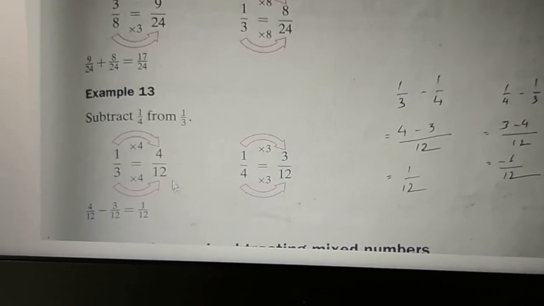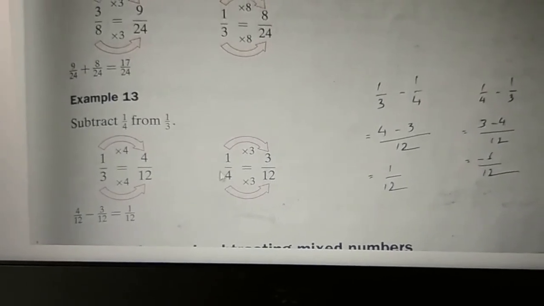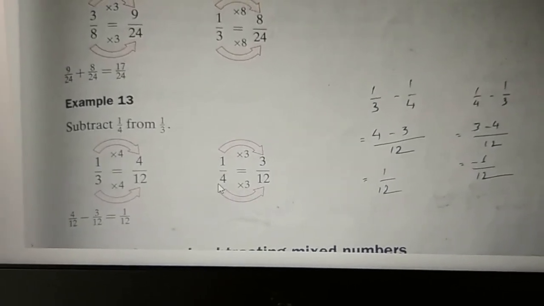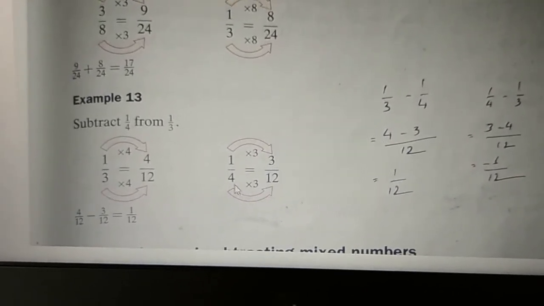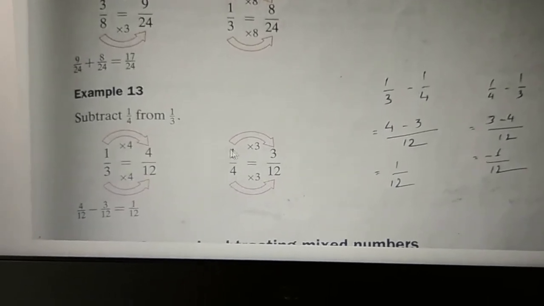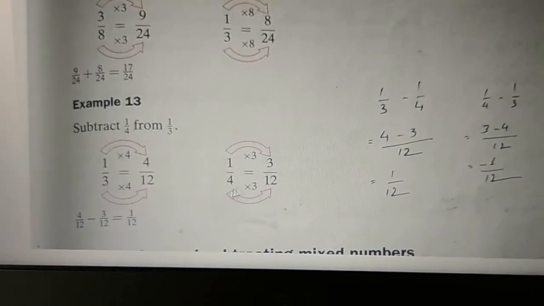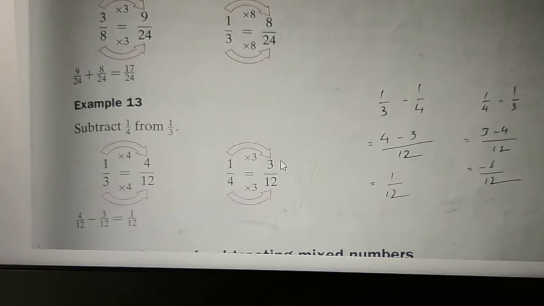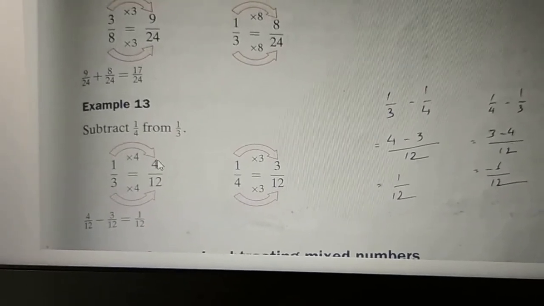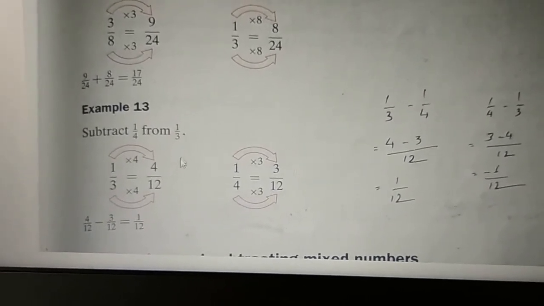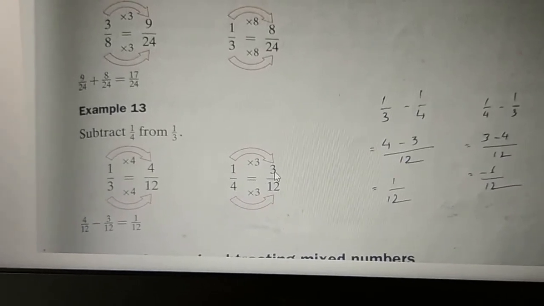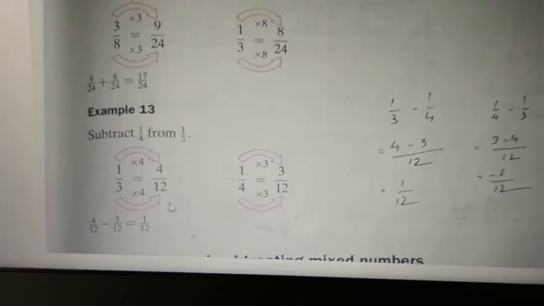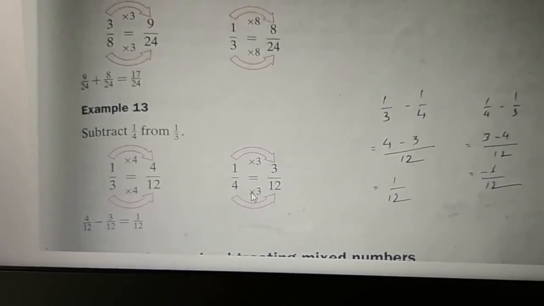Same thing here, 1 by 4. To get 12, they are multiplying both the numerator and the denominator by the same number 3, so that we can get 12 out of this 4. 4 3s are 12, so 3 1s are 3, 4 3s are 12, so 3 by 12. So from 1 by 3 we got 4 by 12, and from 1 by 4 we got 3 by 12. Now we can easily subtract.